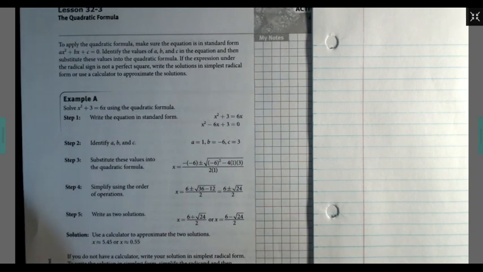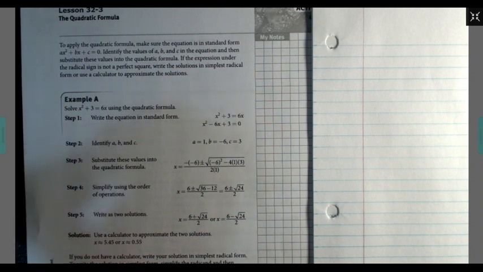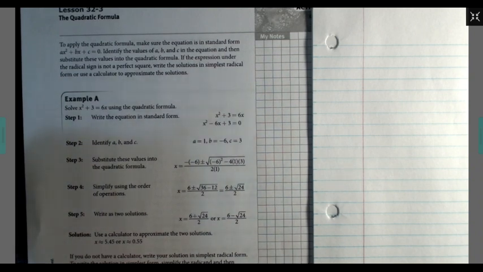Intro to Example A. To apply the quadratic formula, make sure the equation is in standard form, ax squared plus bx plus c equals 0. Identify the values of a, b, and c in the equation, and then substitute these values into the quadratic formula. If the expression under the radical sign is not a perfect square, write the solution in simplest radical form, or use a calculator to approximate the solutions.